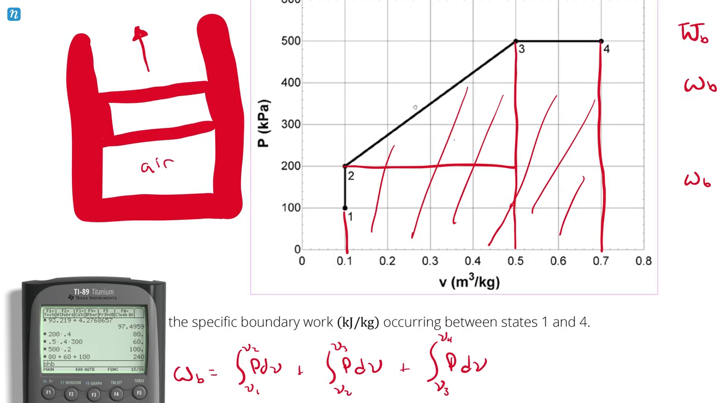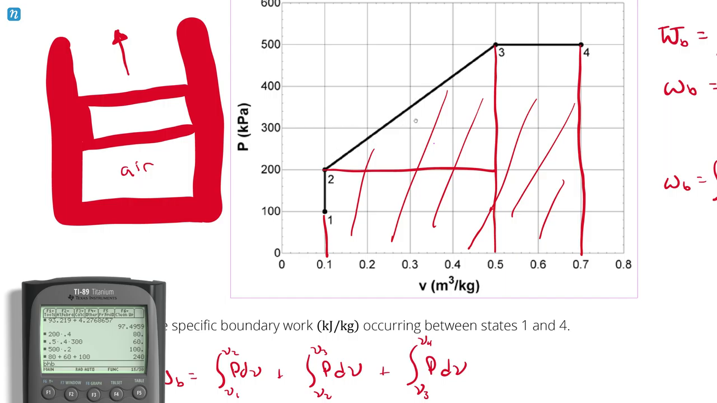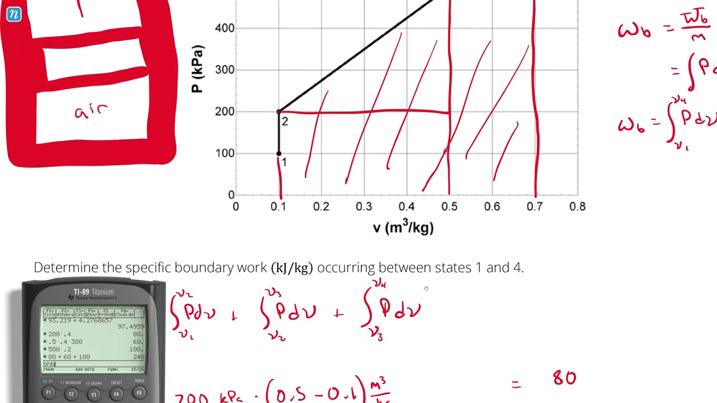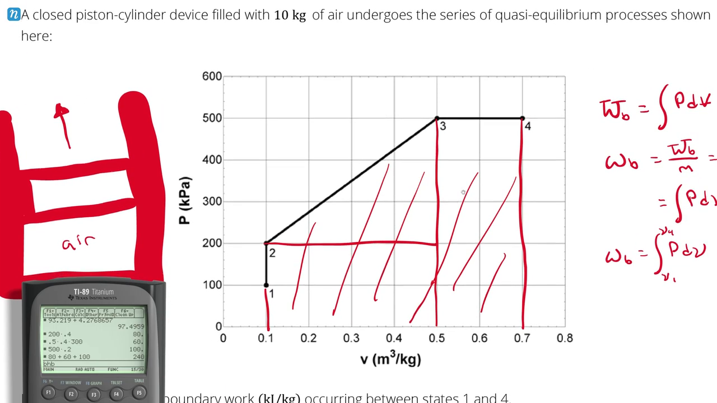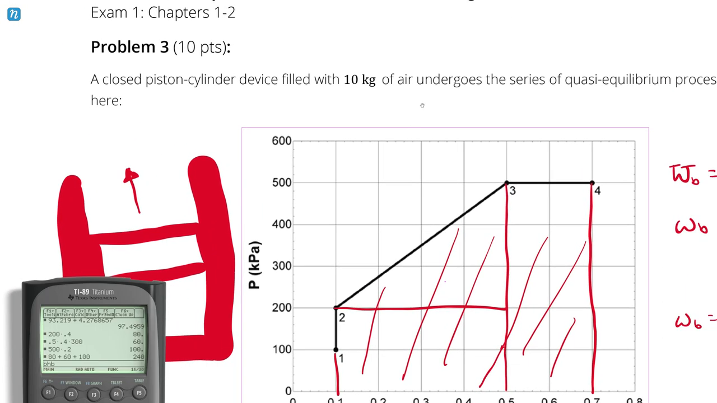Then I could come up with the equation of the line from 2 to 3, and that would have given me y equals mx plus b. In this case, y is pressure and x is cubic meters per kilogram. I could extrapolate this line to come up with a y-intercept. That'd be b. M would be the slope, which is rise over run, which I could calculate. I could come up with this equation as well. And then 3 to 4, this would be an easier integral because pressure would come out.